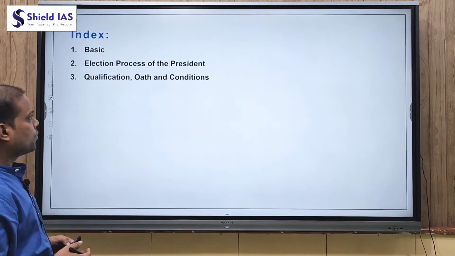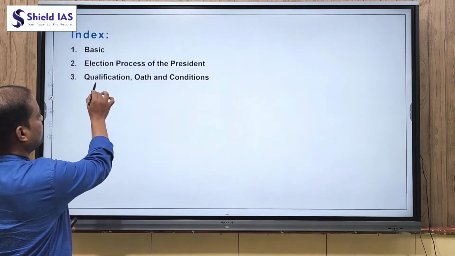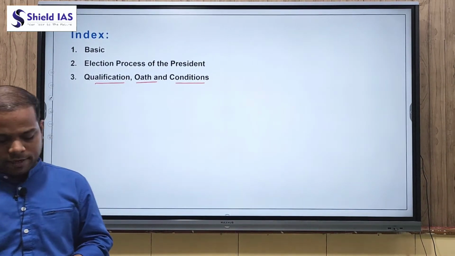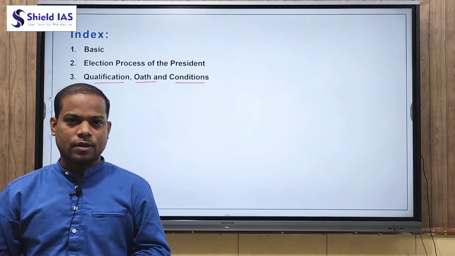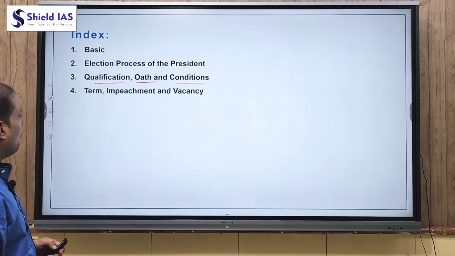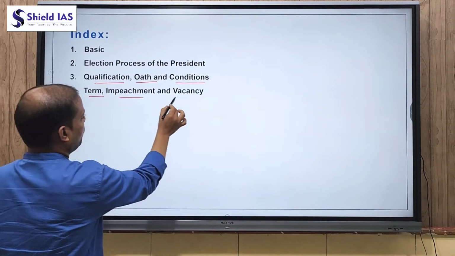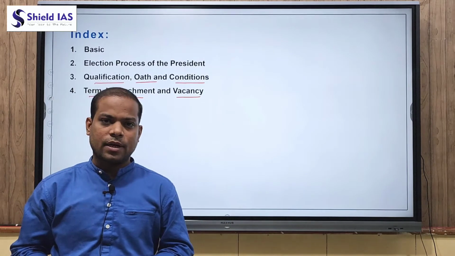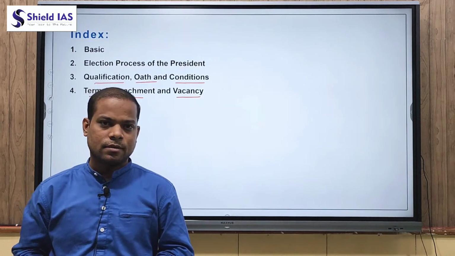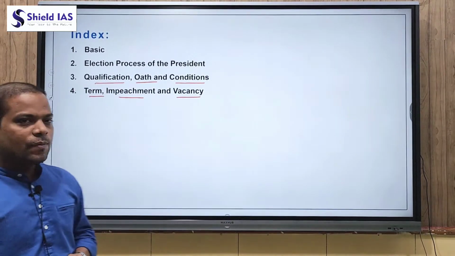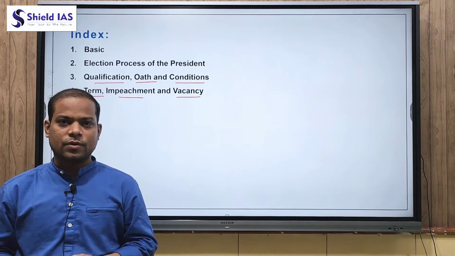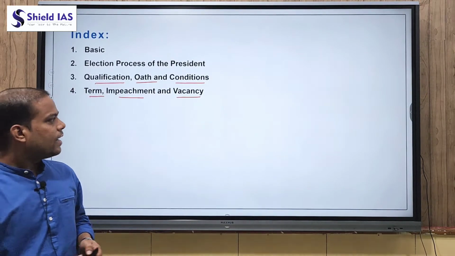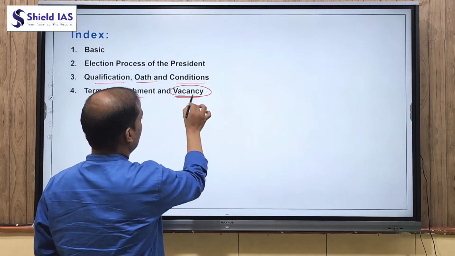After completing the election process, we'll see the qualification, oath and conditions of the president. To become a president of India, what is the minimum qualification required? And we'll see the term, impeachment and vacancy of President of India. After being elected, for how many years can the President serve? For removal of the President, what is the impeachment process? On what condition, on what basis can the President be impeached? And on what basis does vacancy of the President arise?